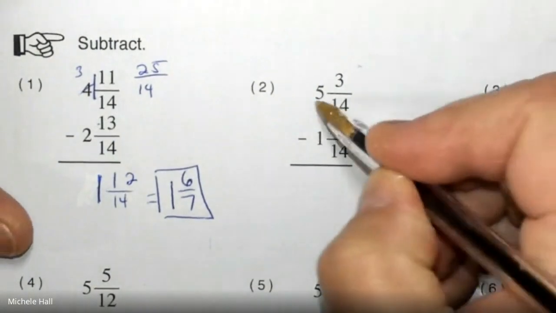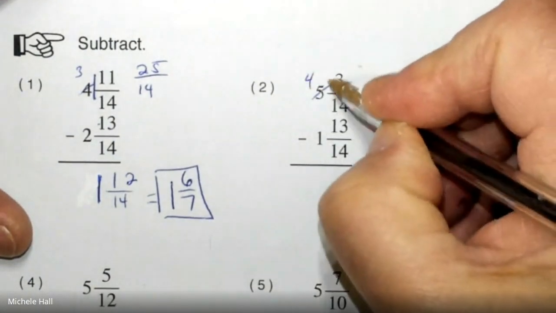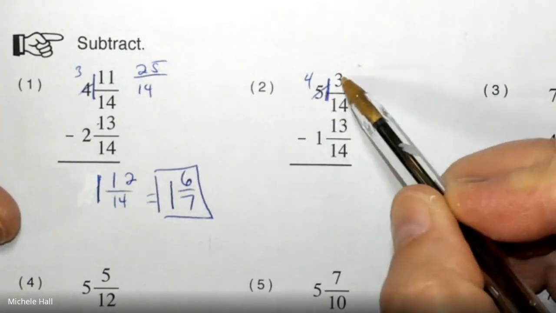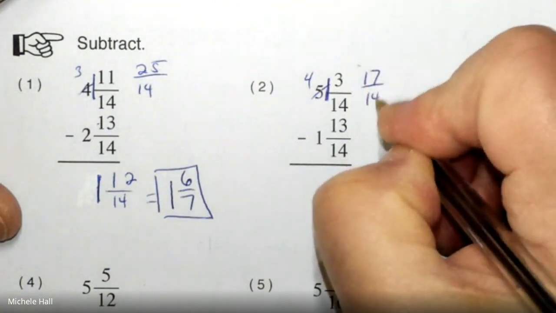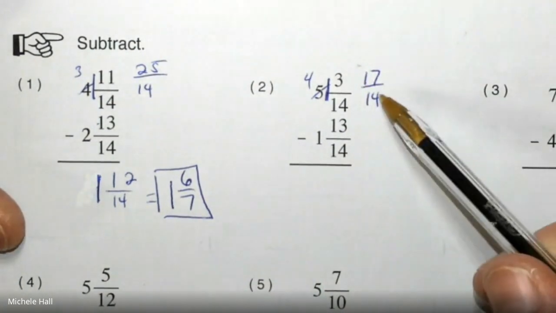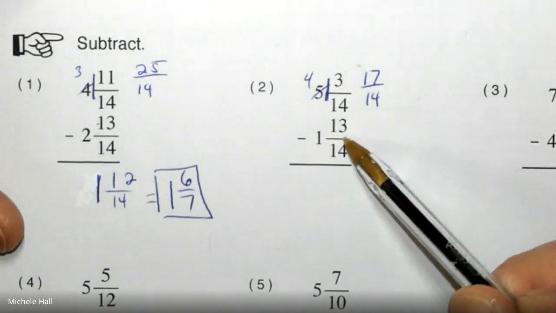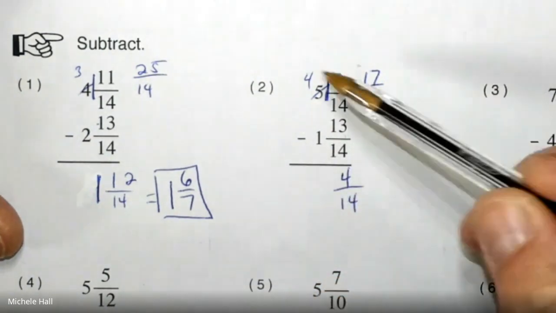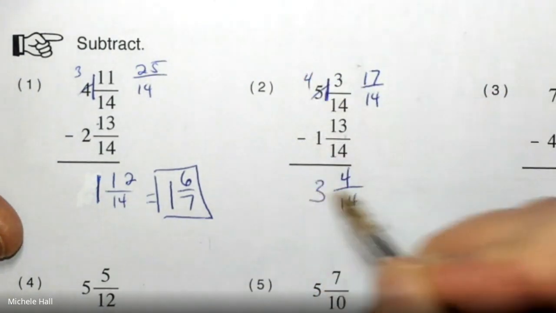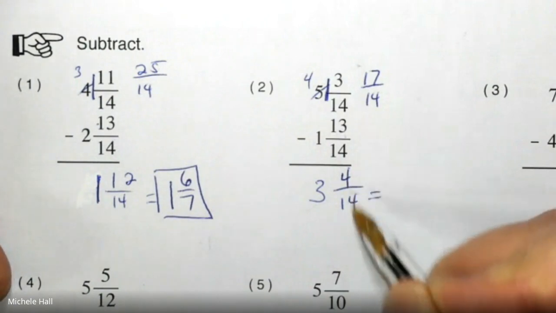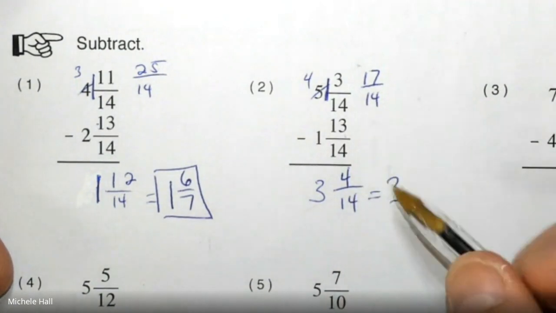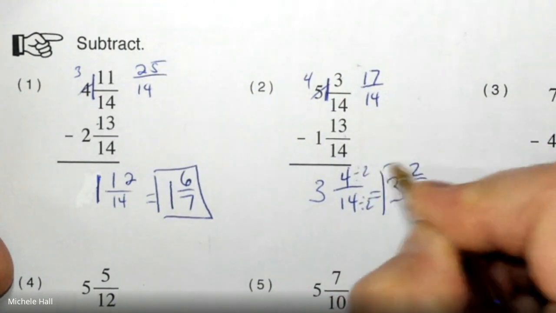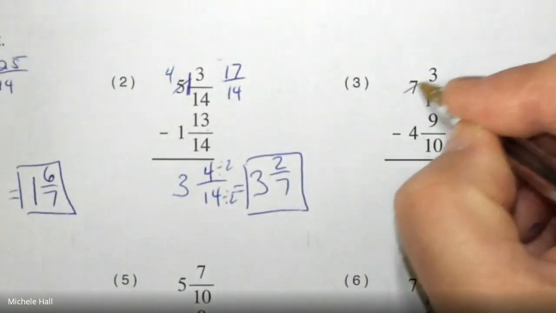All right, so I'm borrowing from the 5, and I put that 1 in front of my fraction, and now I'm changing it to an improper fraction. 14 times 1 is 14, plus 3 is 17 14ths. And now I'm going to subtract 17 14ths, subtracting 13 14ths. 17 minus 13 is 4 with the common denominator. And then my whole number is 4, subtracting 1 is 3. And now I reduce and simplify that fraction. So I have 3 whole ones. And then if I divide both of these by 2, I get 2/7. Final answer.